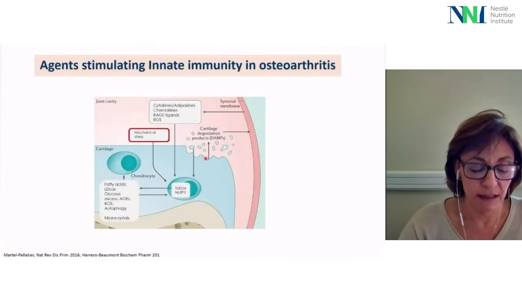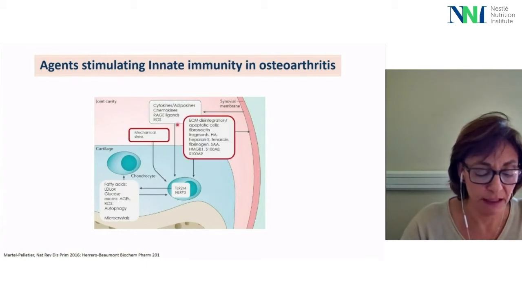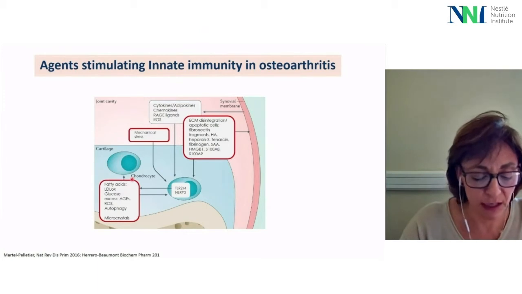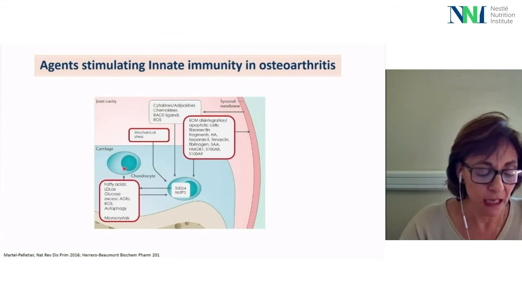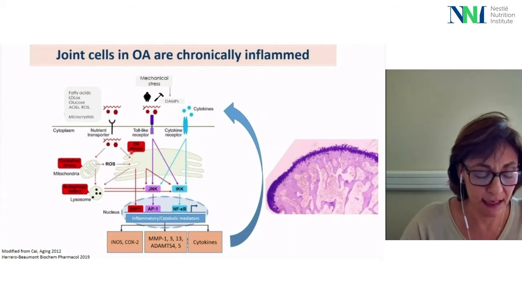What type of agents stimulate innate immunity in the joint cells? Well, it has been demonstrated that TLR2 and 4 can be stimulated by mechanical stress in chondrocytes. As mentioned previously, cartilage proteins and damaged cell debris are able of stimulating these receptors too. Additionally, metabolic alterations such as an increase in free fatty acids, cholesterol, glucose, or microcrystals stimulate the innate immune response both in chondrocytes and synovial cells.